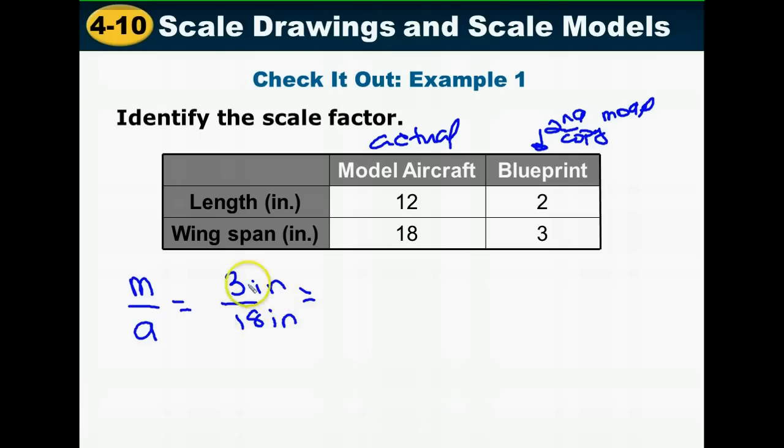So when we reduce these by dividing both of them by 3, we will get 1 to 6. So that means for every 1 inch on the model drawing, it actually represents 6 inches on the real model airplane. Again, model to actual. And since the scale factor is less than 1, when we do 1 divided by 6, we get a really tiny decimal. That means this was a reduction.